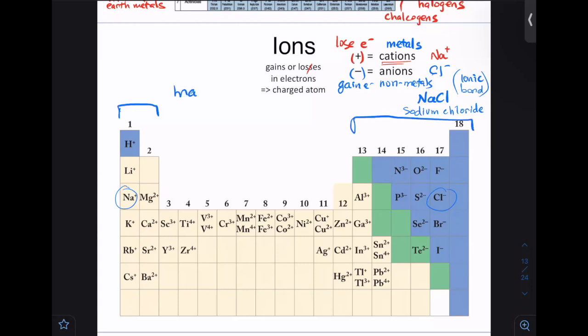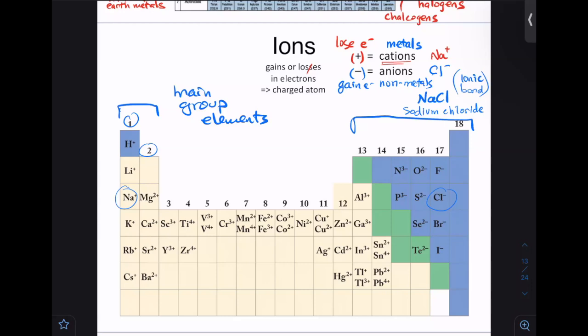Does anyone see another trend in the main group elements in how they form ions? Let me see if somebody else has. Yes. The charge is associated with the group. Very good. Everything that's in group 1, when it forms an ion, has a 1+ charge. Everything that's in group 2, when it forms an ion, forms a 2+ charge.